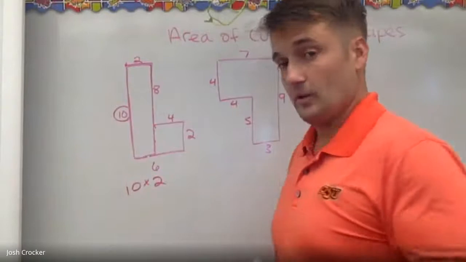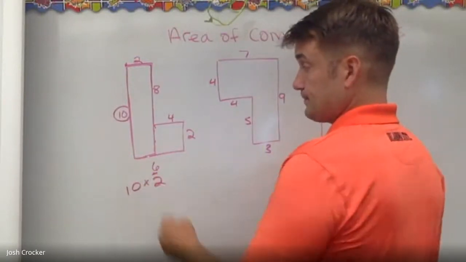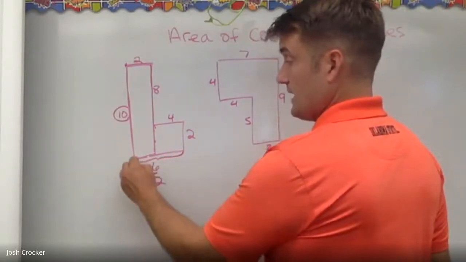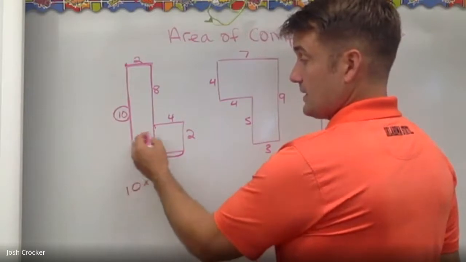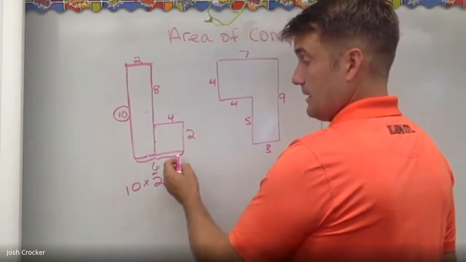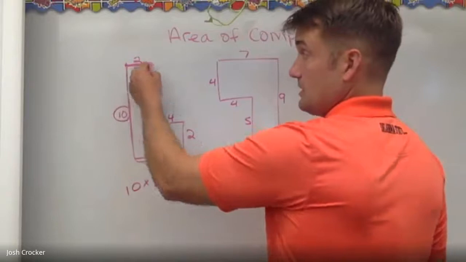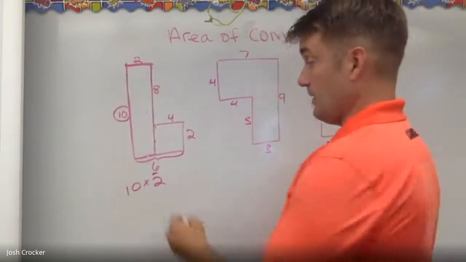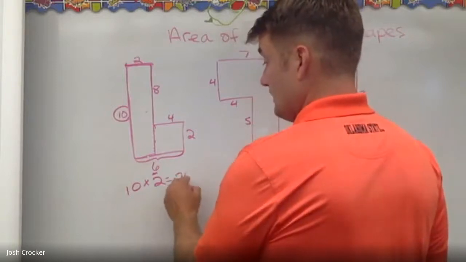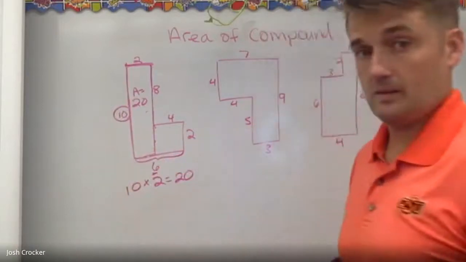And don't get tricked and use these numbers, because this 6 is for this whole side. Right now, when I'm just looking at this rectangle, I don't want this whole thing. I just want the skinny piece, which is 2. So if my rectangle is 10 by 2, 10 times 2 is 20. The area of my big rectangle there is 20.